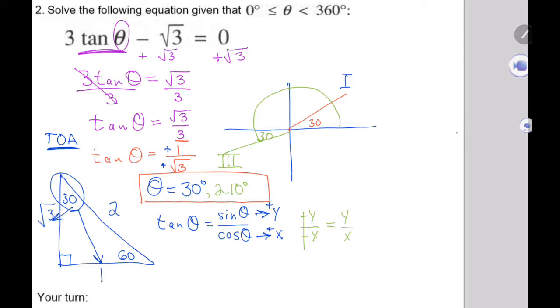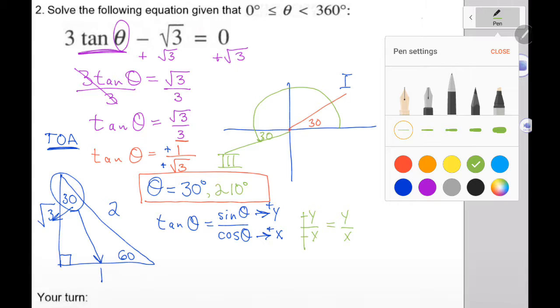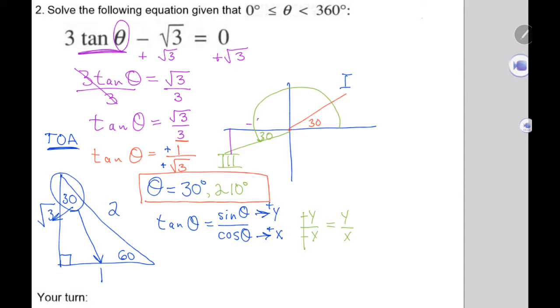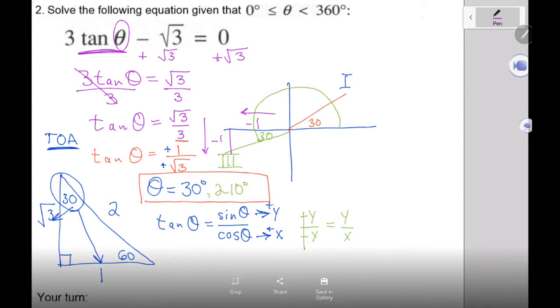Because when you go over here, let's change colors. Let's see if I can change colors, maybe. Nah, that might be beyond my pale. Okay, here we go. If we had this triangle set up, we'd have a negative 1 going here in the x direction, and we'd have a negative y going down here in the y direction, but they'd cancel out because negative over negative is a positive. So either one of these would work.